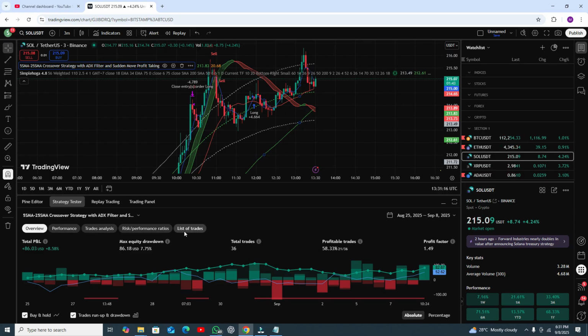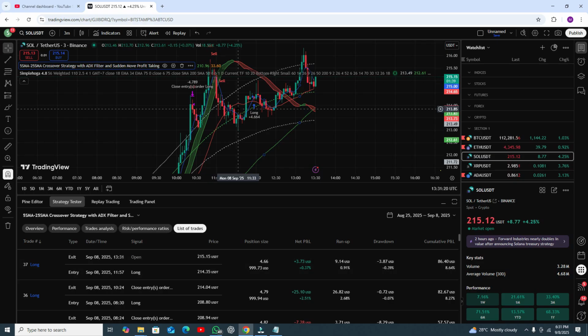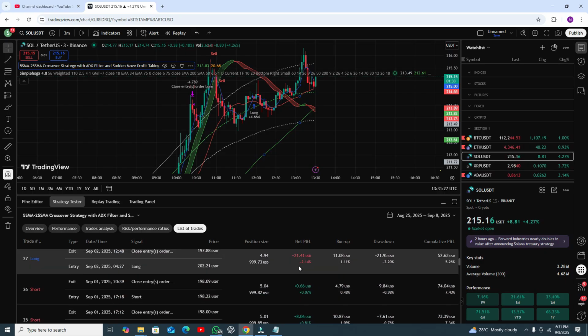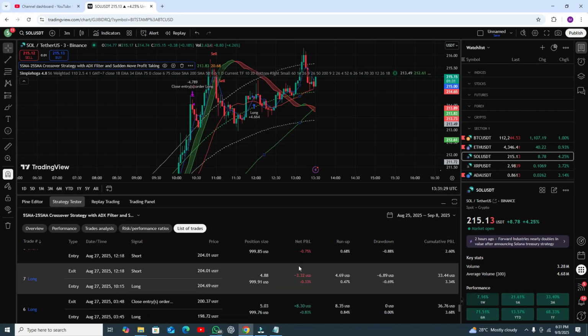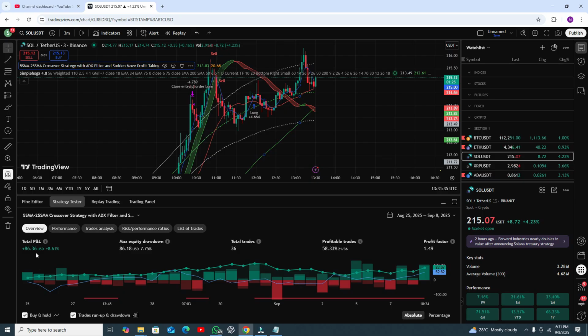If you go to the list of trades, this is your last buy position. Here you can see, so far it's giving you this profit. So you can see the results. Overall it's giving you good profit here, and overall that's actually fine.